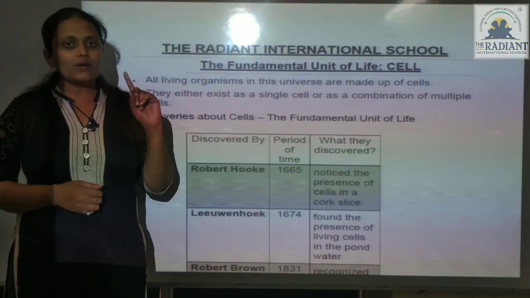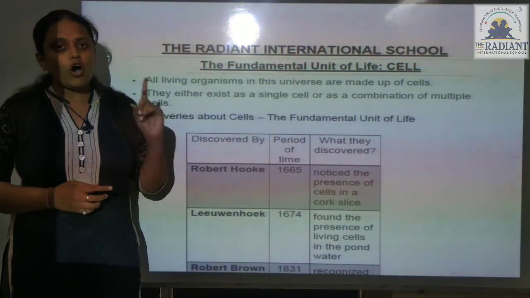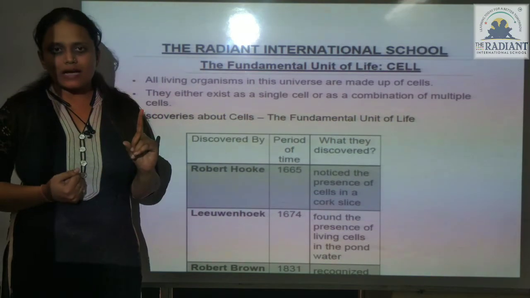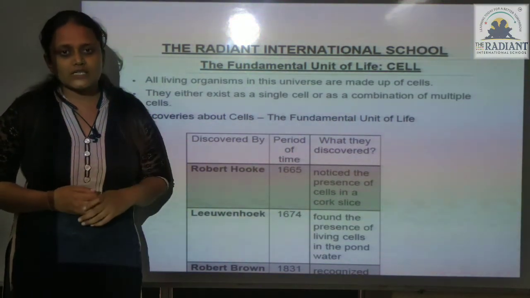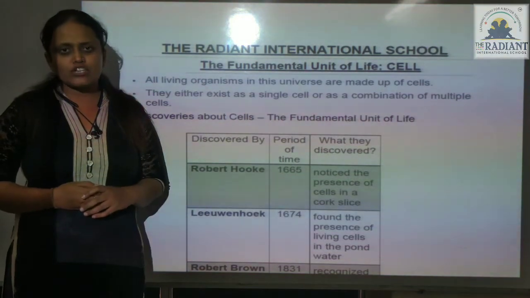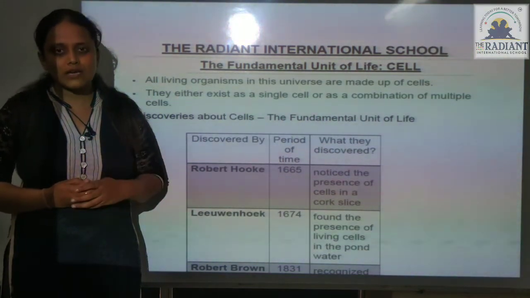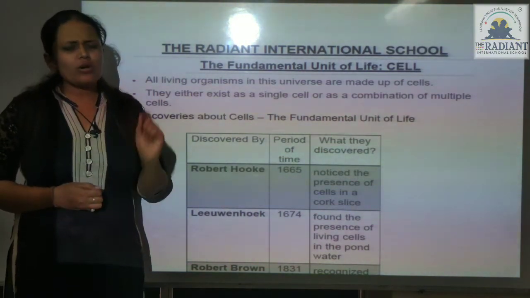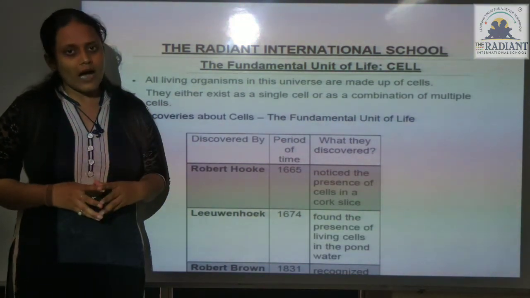That means only one single cell is responsible for the functioning of all the life processes in a living organism. For example, the function of nutrition, the function of excretion, the function of transportation of materials, and the function of respiration and producing energy. All these important functions are carried out by just one single cell, and that looks so amazing.